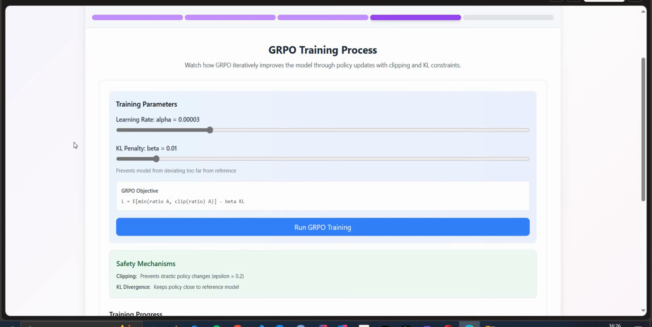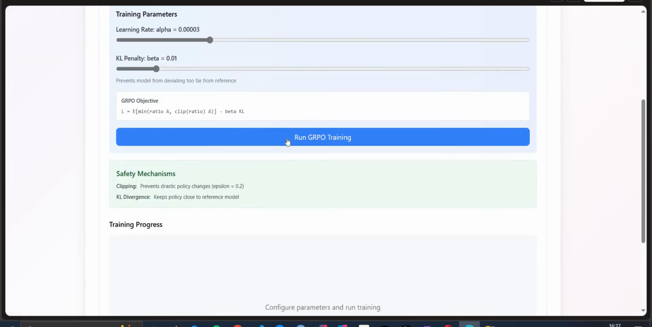Then we have the KL penalty here, beta equals 0.01. This is the coefficient that penalizes the model for drifting too far away from its reference policy. Basically, it keeps the new model from becoming too different from the version it started with. Without this penalty, updates could be aggressive, and the model might forget previously learned patterns. By the way, let's run it.